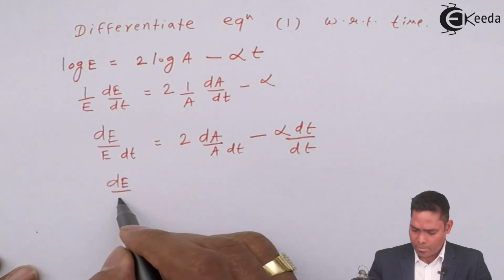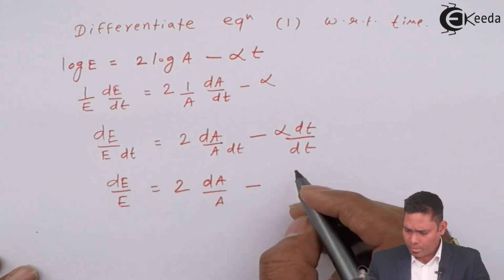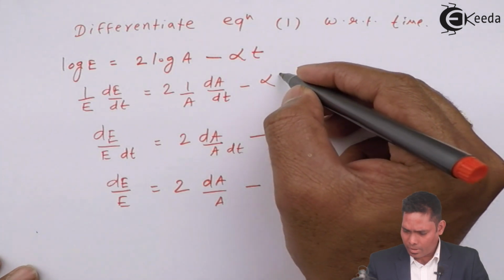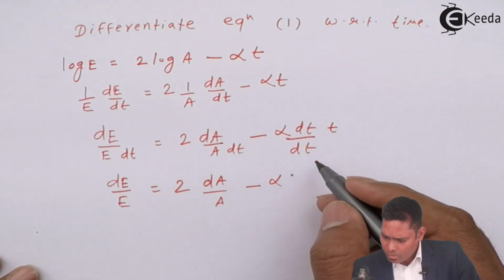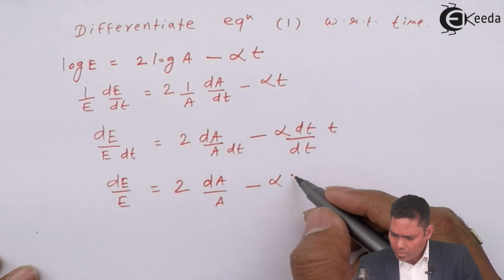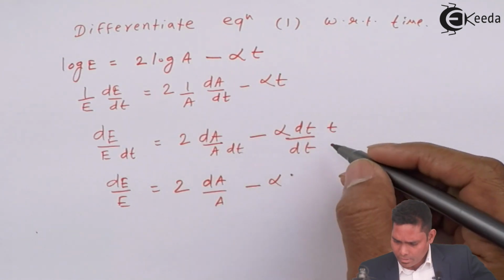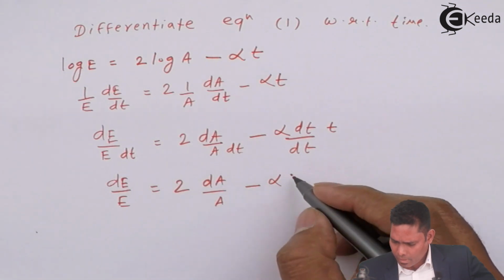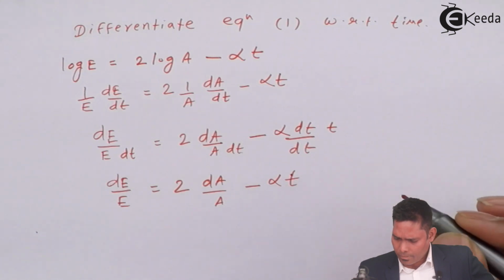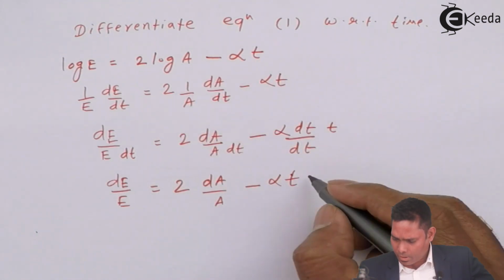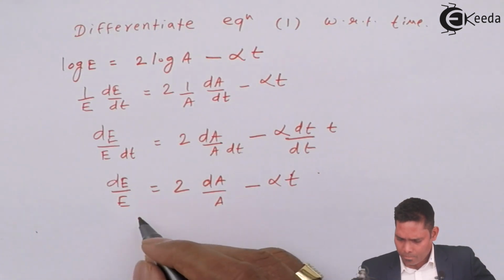Then dE by E equals 2 dA by A minus alpha t dt by t, where alpha t is there, with dt by t.